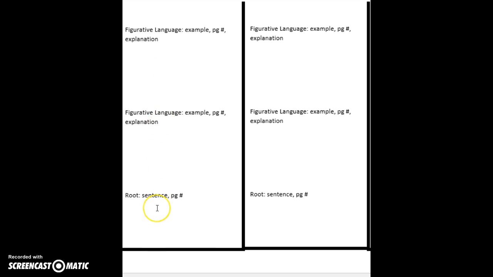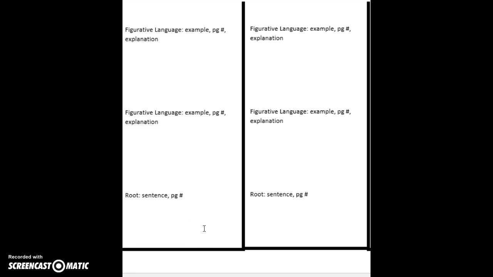The last thing on your bookmark that you will get for every section of reading is root. We are going to give you a root that you need to look for. You're going to look for words that use that root. You will write down the root when we give it to you, write down the word that has the root in it, the sentence that the word was in, and the page number where you found it.